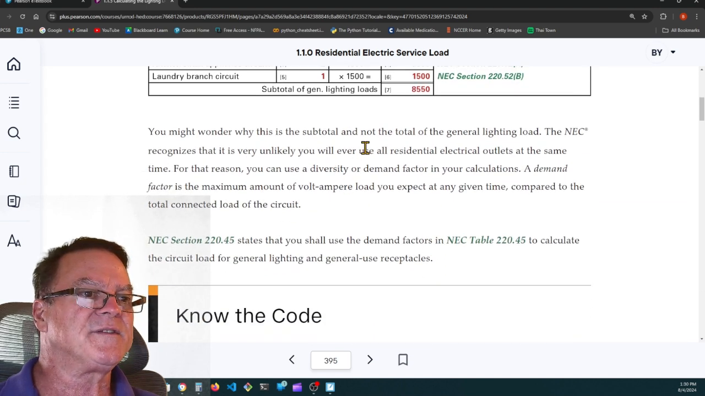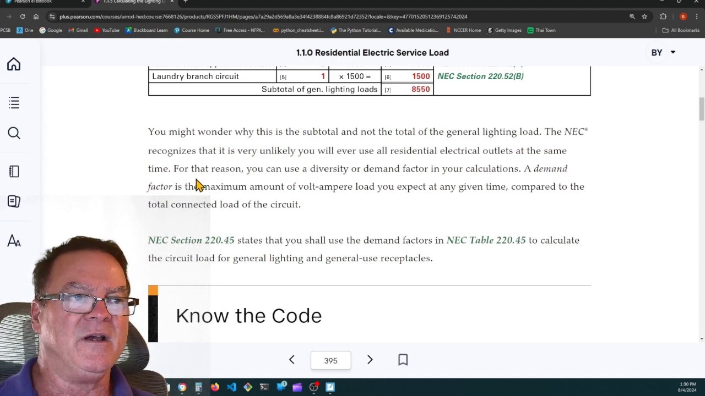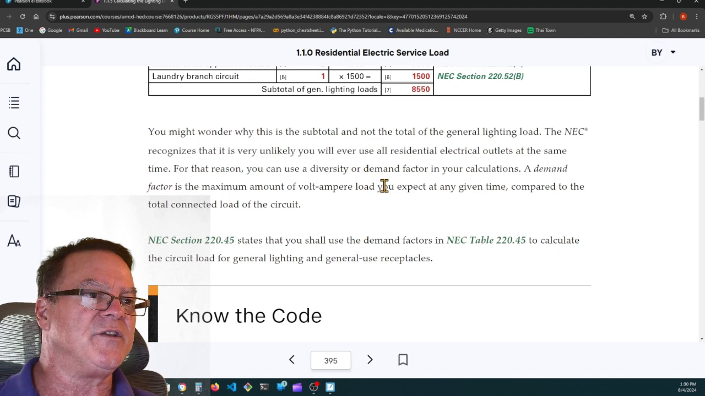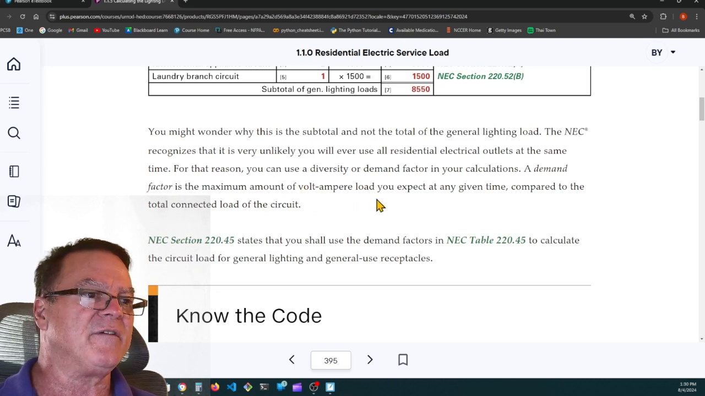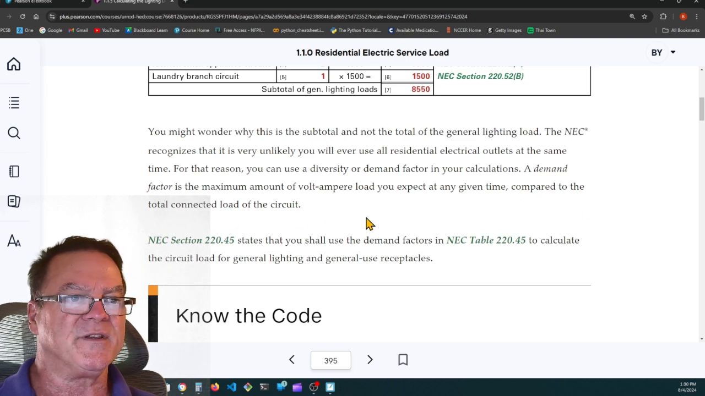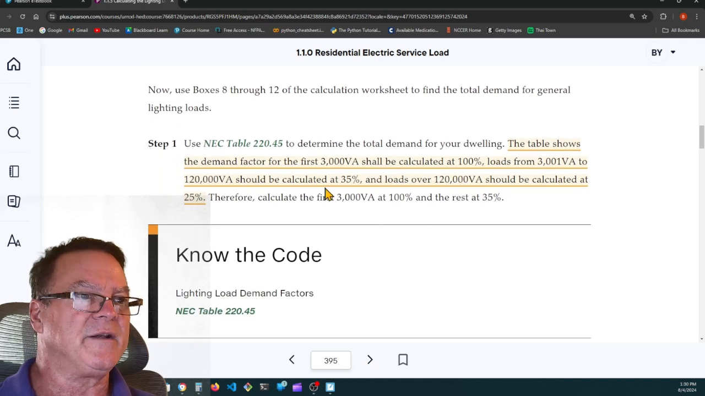You might wonder why this is the subtotal and not the total of the general lighting load. The NEC recognizes that it's very unlikely that you'll ever use all residential electrical outlets at the same time. For that reason, you can use a diversity or demand factor in your calculations. A demand factor is the maximum amount of volt amp load you expect at any given time, compared to the total connected load of the circuit. So here's a highlight. NEC Table 220.45 to determine the total demand of your dwelling.